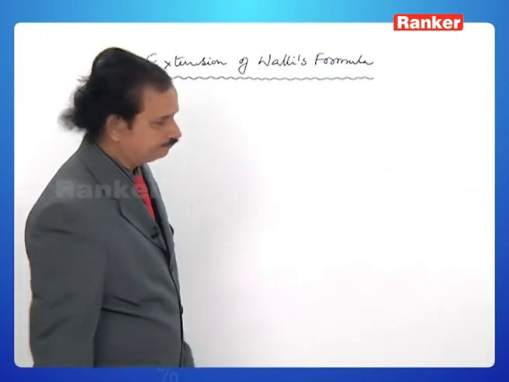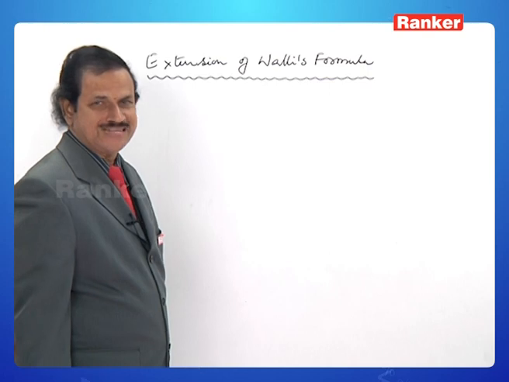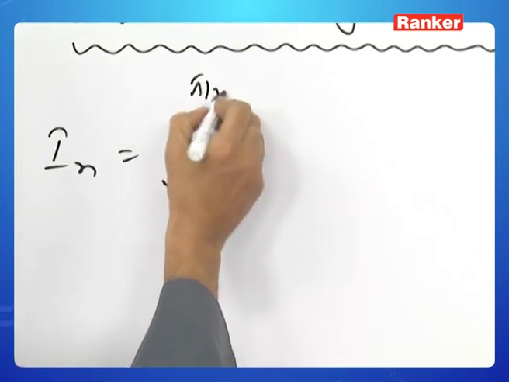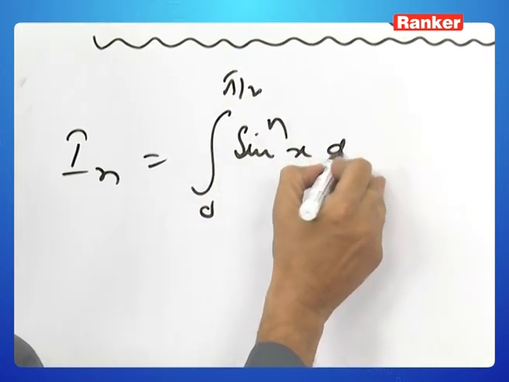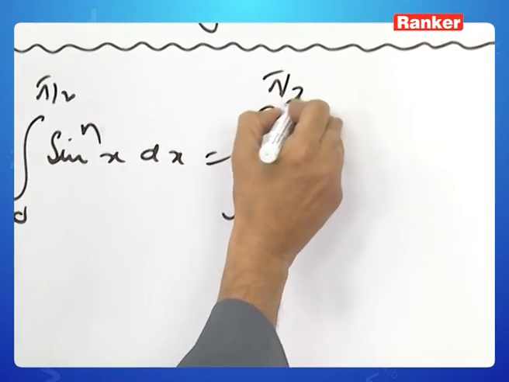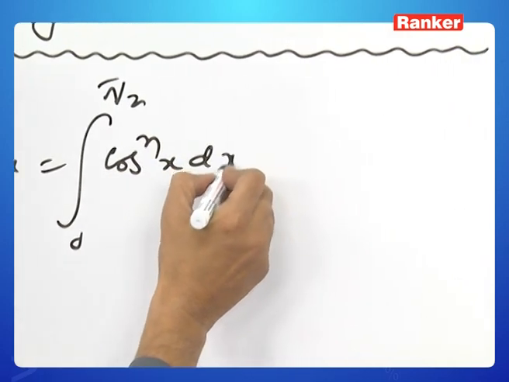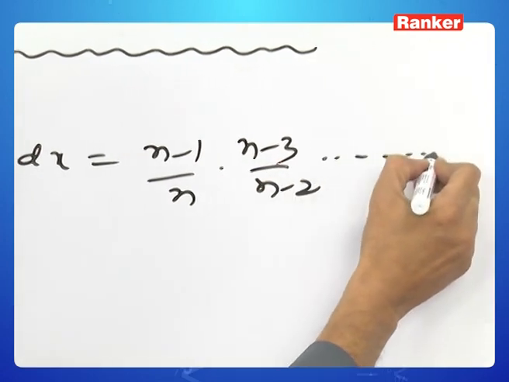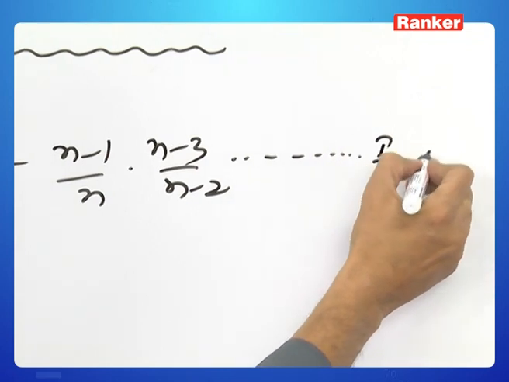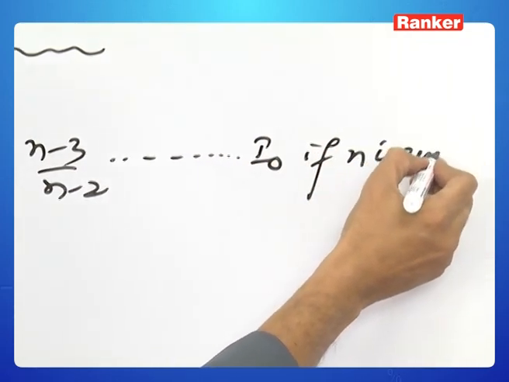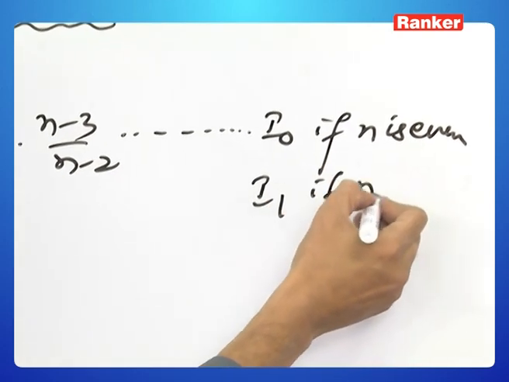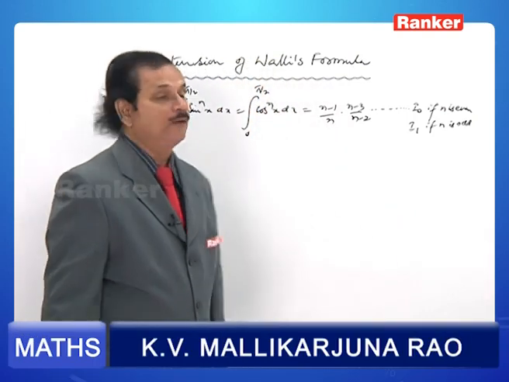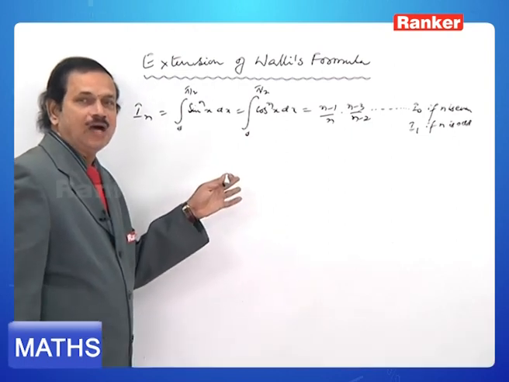Extension of Wallis formula. We could have already noted that the standard Wallis formula is nothing but In is equal to integral 0 to pi by 2 sine power nx dx is equal to integral 0 to pi by 2 cos power nx dx is equal to (n minus 1)/n into (n minus 3)/(n minus 2) into etc., I0 if n is even, I1 if n is odd. And of course we know that I0 is pi by 2 and I1 is 1. Well, this is the standard Wallis formula.